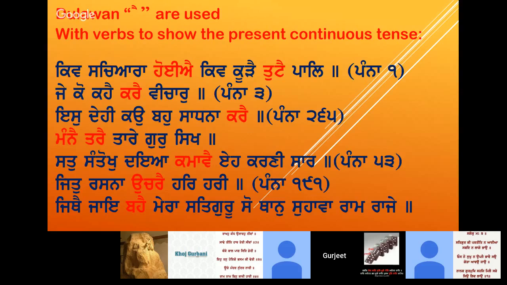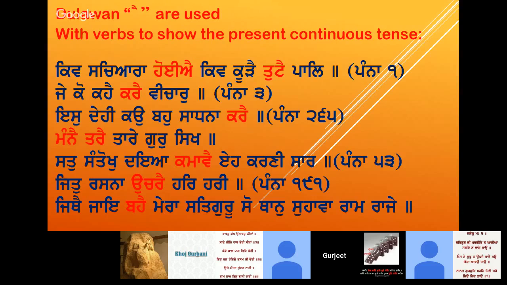So these are all the verbs using our present continuous state with the dalama. That's the most common form you will find. Jit rasna uchare hari hari. Jitte jaye bahe. This I particularly picked up because if you go to Darbar Sahib, they sing this every day. I haven't seen anyone saying bahe. They're all saying bahe. And bahe means he has already been sitting there. Bahe means if he sits there in this state. Bahe becomes past tense. Bahe is a present continuous tense.